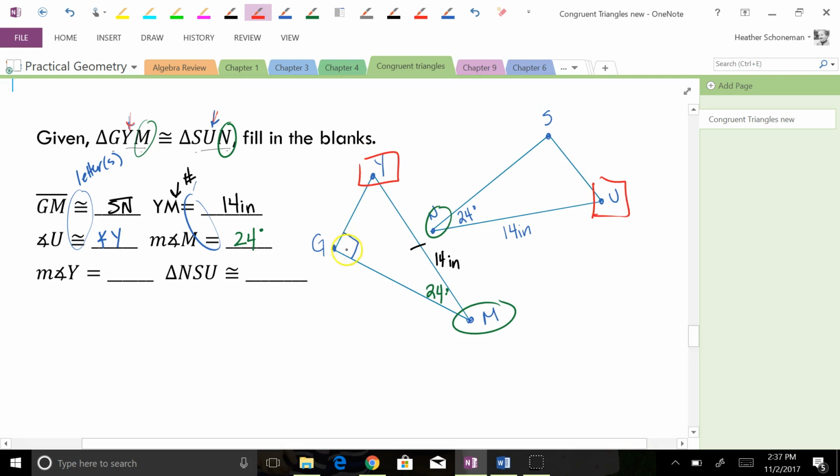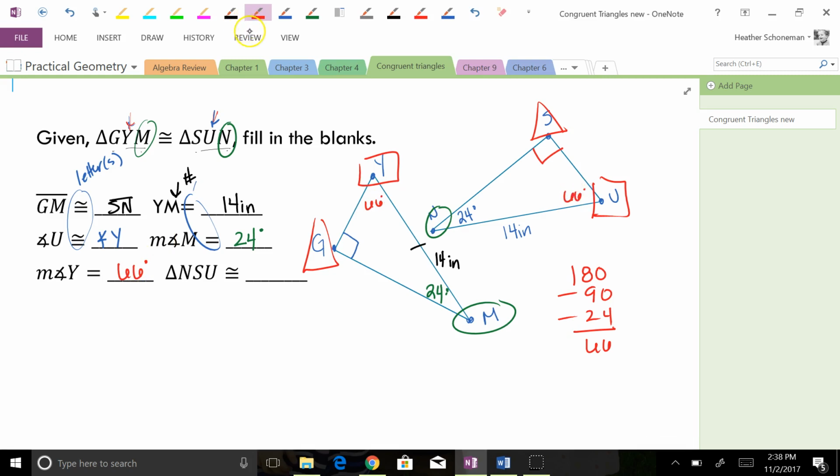But we know that G is 90, so that means G matches with S, so S has got to be 90 also. So now that we know that, we can find the missing angle. We can do 180 minus 90 minus 24, and what do we get? 66. So this angle is 66. Okay, so that would go here, or go here. They're both the same.